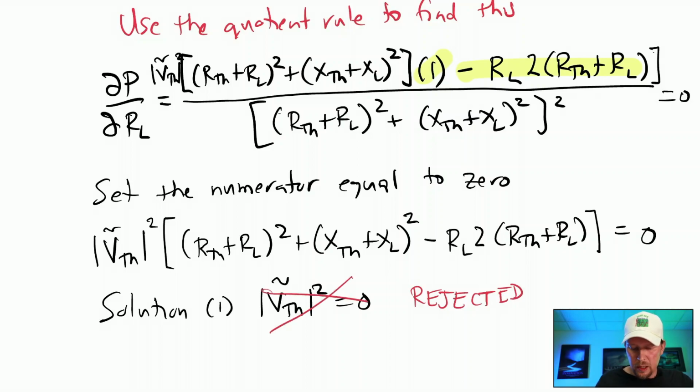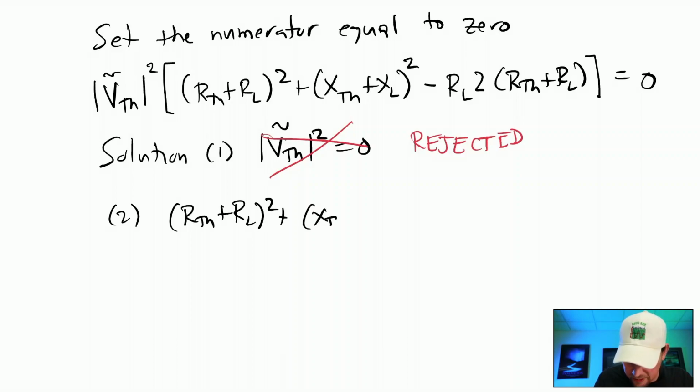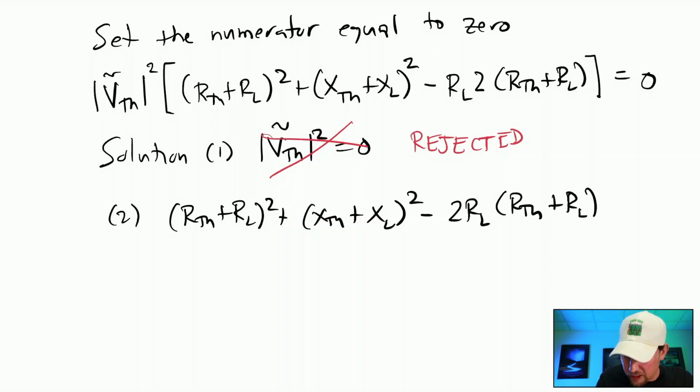Right? We don't want this. The other thing is this huge nasty mess is equal to 0. And keep in mind that our goal is we want to solve for our load. Right? So here, the second solution is (R Thevenin plus R load) squared plus (X Thevenin plus X load) squared minus 2 R load (R Thevenin plus R load) is equal to 0.